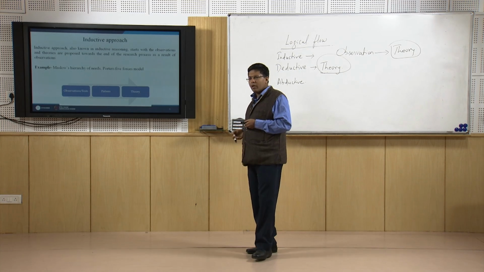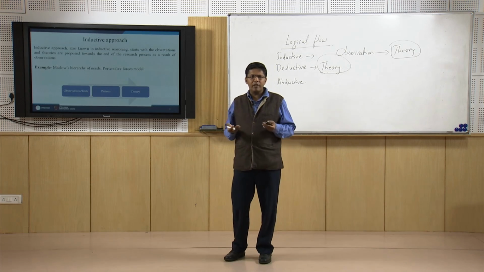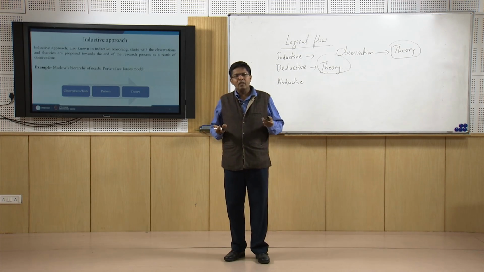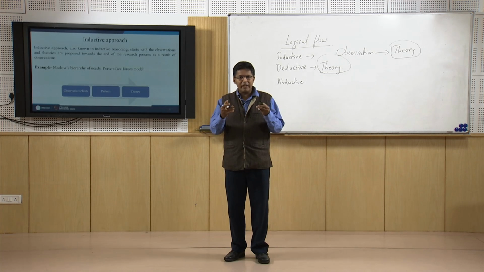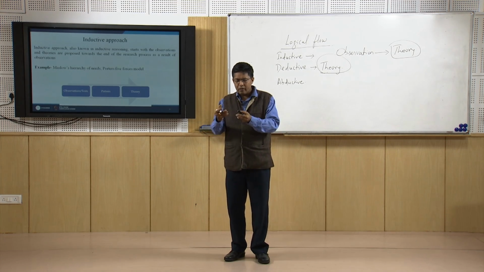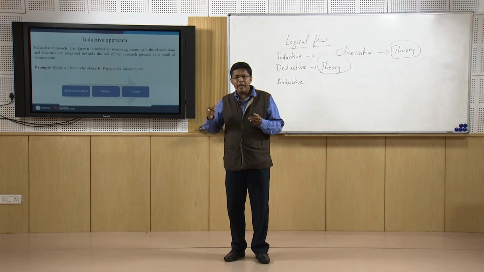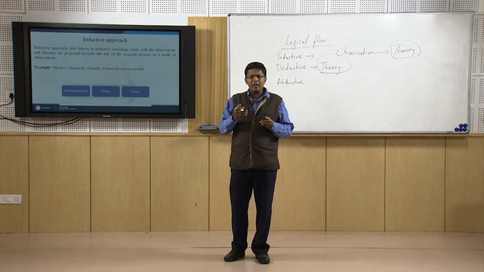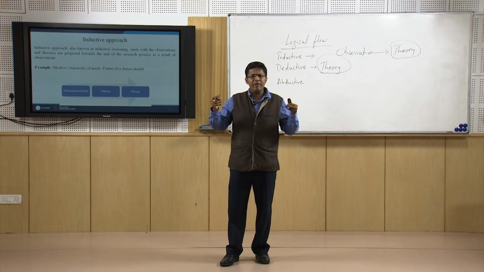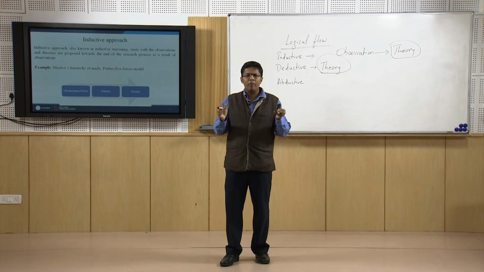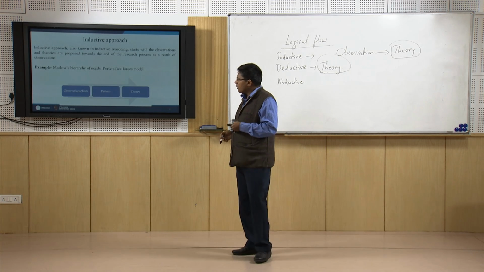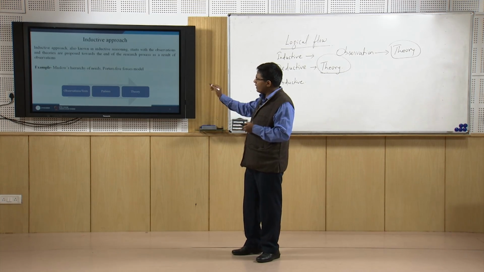Similarly, Porter's five forces model, Michael Porter's very famous competitive strategy model, says what are the things affecting an industry: the supplier, the buyer, the rivalry among the firms, the government. So different participants are affecting any kind of competition in the market. So there is an observation and finally a theory.